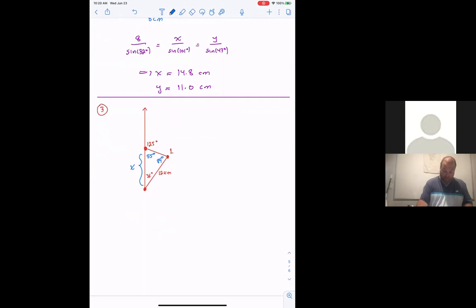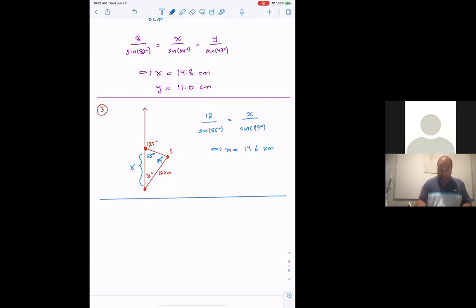I'm looking for a length, so sides on top. 12 over sine of 55 degrees equals x over sine of 89 degrees. 12 divided by sine 55 times sine 89 gives me that x is approximately 14.6, and our units are kilometers, and we are done. So section 12A is complete.